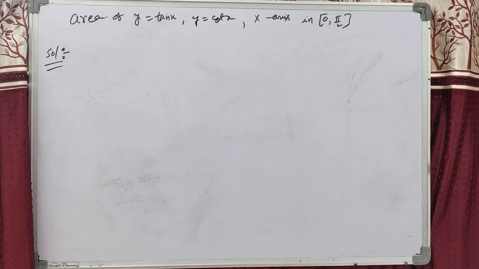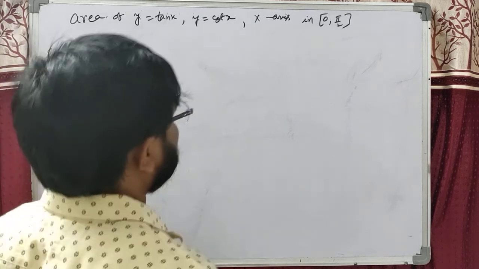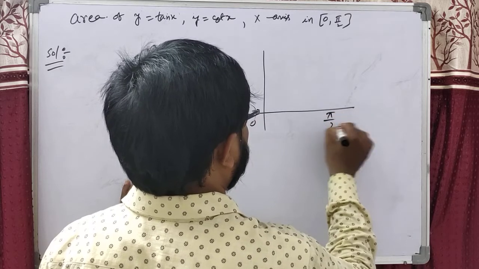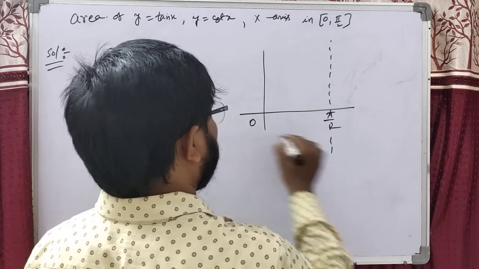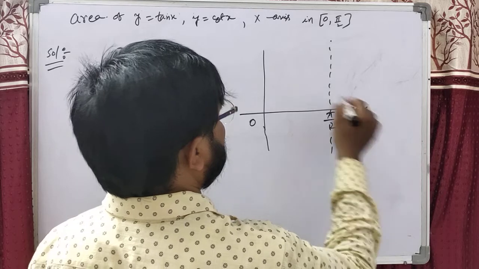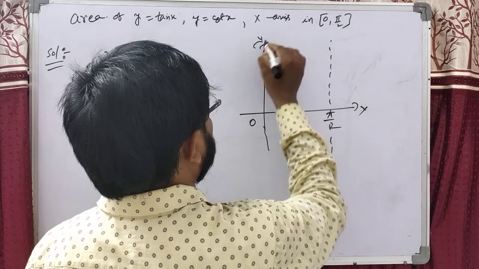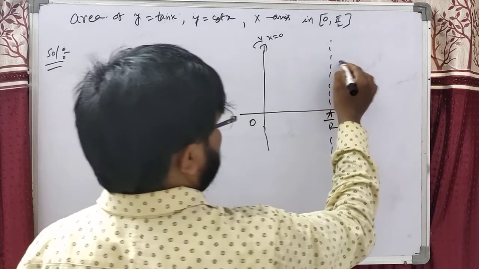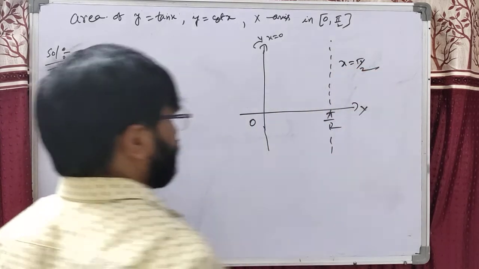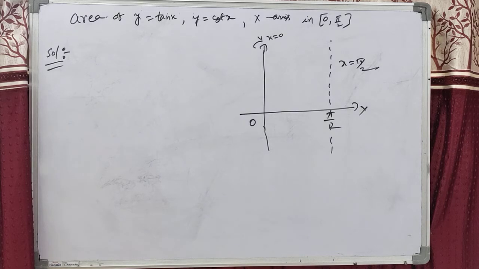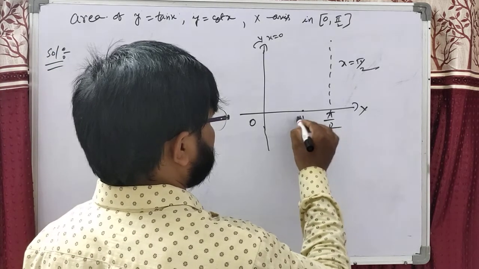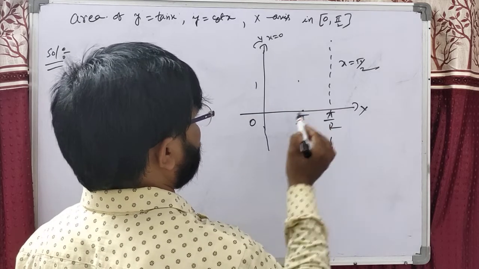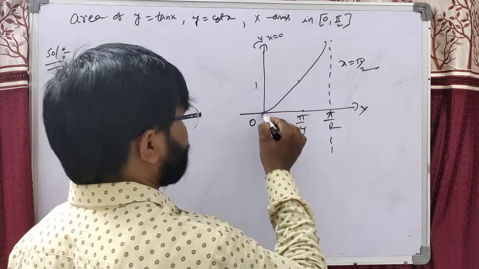The area of y equals tan x and y equals cot x and the x axis in the interval 0 to pi by 2. Dear students, we have to know that this is x equals 0, this is the line x equals pi by 2. These are the ordinates. Everybody knows that tan 45 is 1. Therefore students, tan 90 is infinity like this.